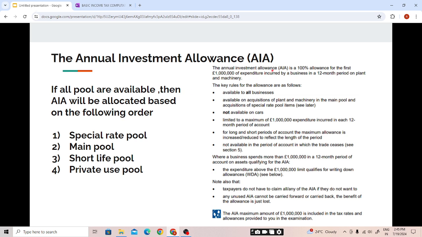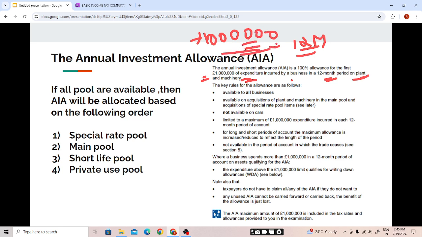The annual investment allowance, AIA, is a 100% allowance for the first 1 million pound of expenditure incurred by a business in a 12-month period on plant and machinery. So AIA is only available on plant and machinery. The maximum 1 million pound is available on the expenditure incurred by an organization in a 12-month period of accounts. So students, this 1 million is for 12 months. This AIA will be available.